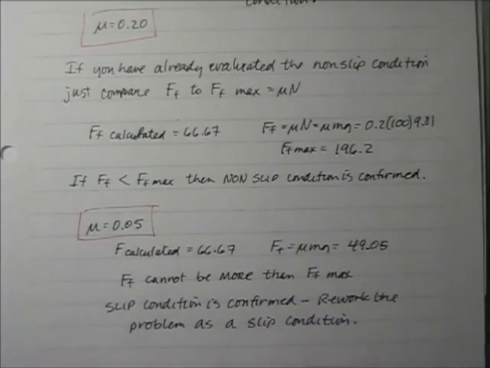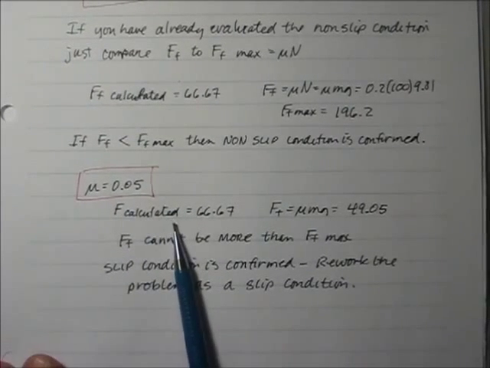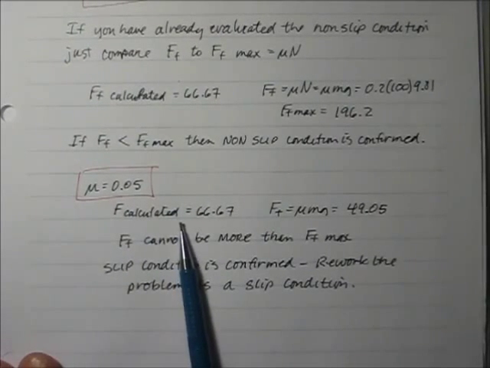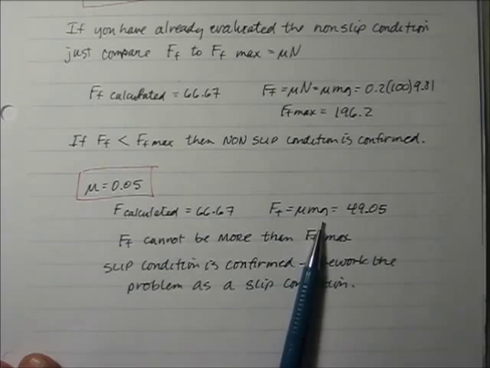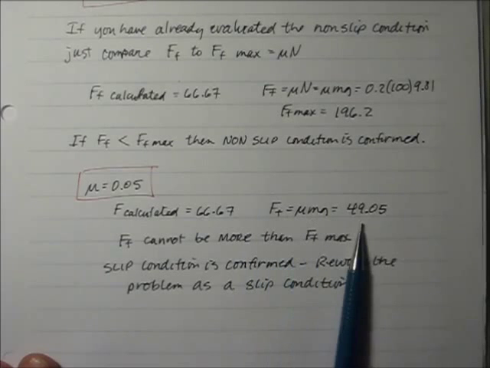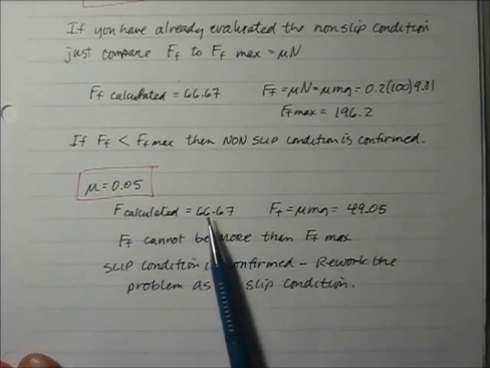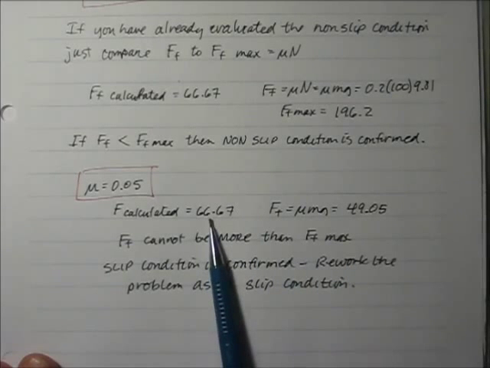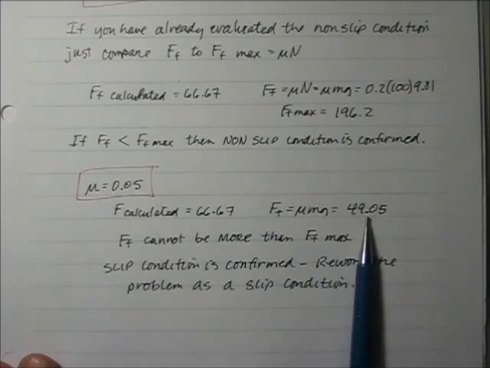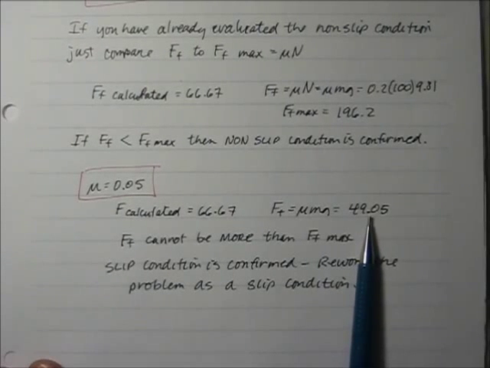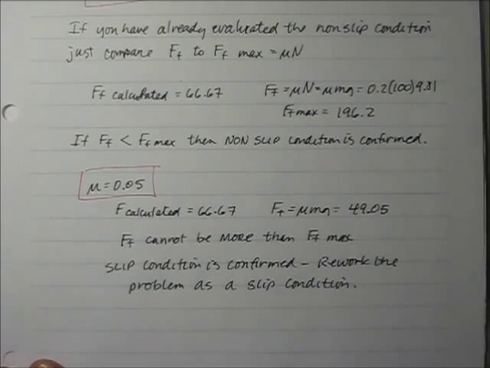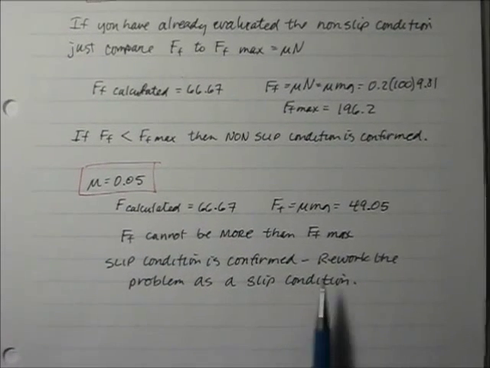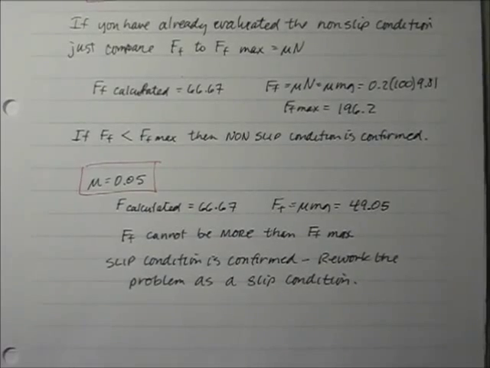However, if mu had been given as 0.05, again, from our calculation assuming no slip, I have to compare that to the actual force of friction maximum. The force of friction maximum being mu mg, in this case, would be 49.05. So what I'm seeing here is that this is calculated as greater than it can be. It's as big as it can be, so my no-slip assumption was invalid. So I have to assume now that it is slipping, and unfortunately I have to rework the problem. I'll have to go back and do all the work again, assuming a slip condition.